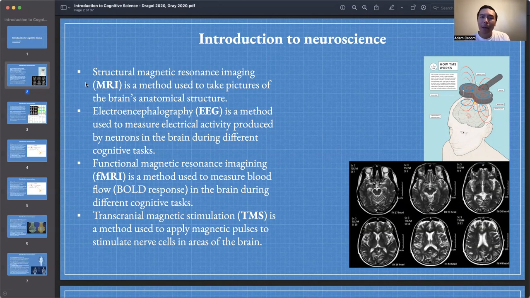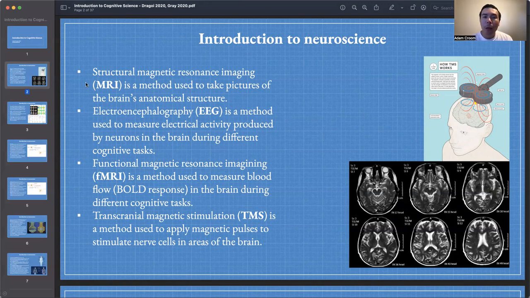I'll start off by talking about lesion studies. Okay, so we have a question. How can we study the brain and its functions? How do we know what parts of the brain are responsible for what cognitive functions? Well, one way that we can find an answer to that question is by studying individuals with brain damage or lesions.